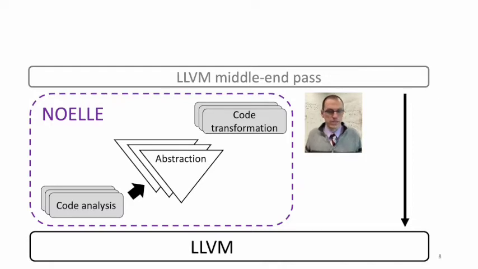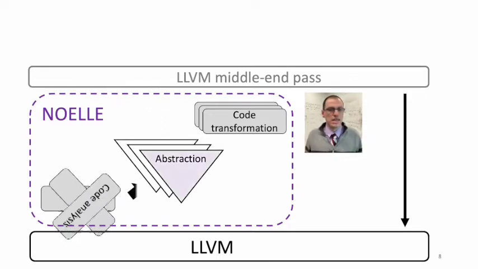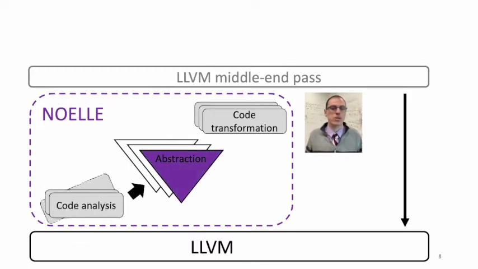When a middle-end pass invokes NOELLE to access a high-level abstraction, NOELLE automatically decides what to run to fulfill that need. If a given abstraction hasn't already been created, then NOELLE invokes the necessary code analyses that collectively power the requested abstraction. When the abstraction is ready, it is returned to the middle-end pass that asked for it.